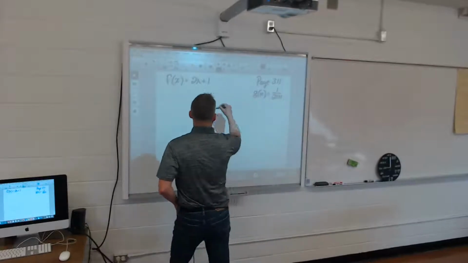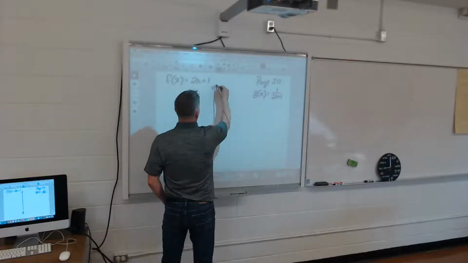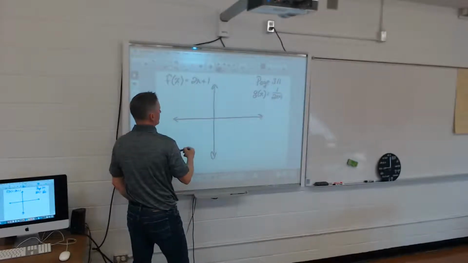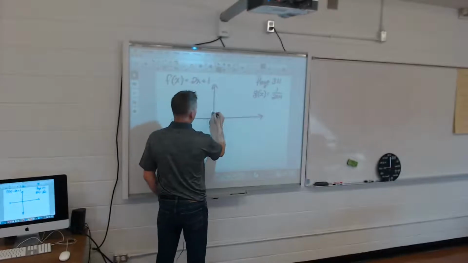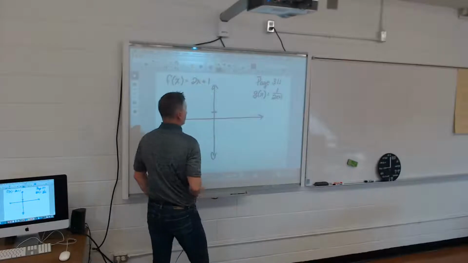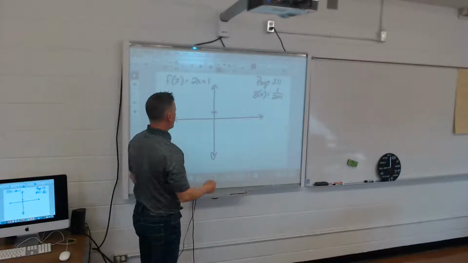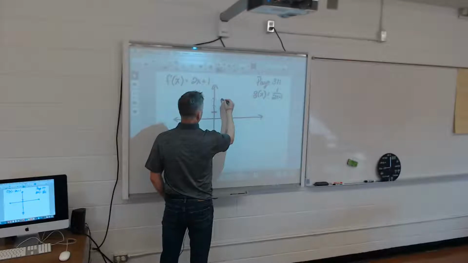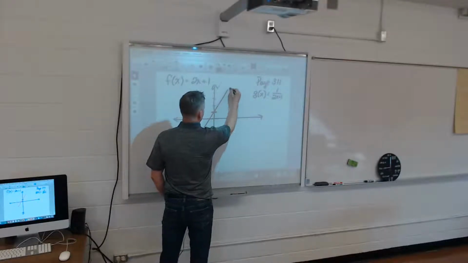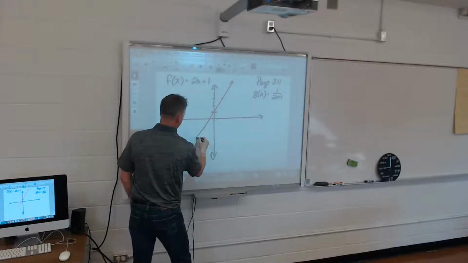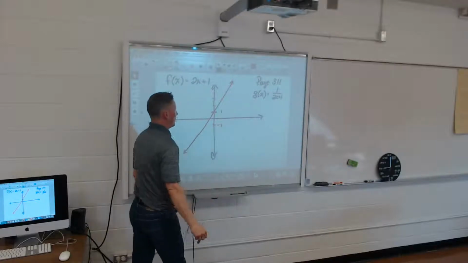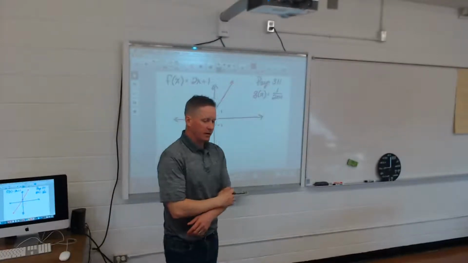So the first thing I do is I graph y equals 2x plus 1. Okay, so the y-intercept in this case is 0 and 1. That's right here. All right. My slope tells me to go up 2 and over 1. Right there. Okay, minus 1 and 1. All right, so there's my graph of y equals 2x plus 1.